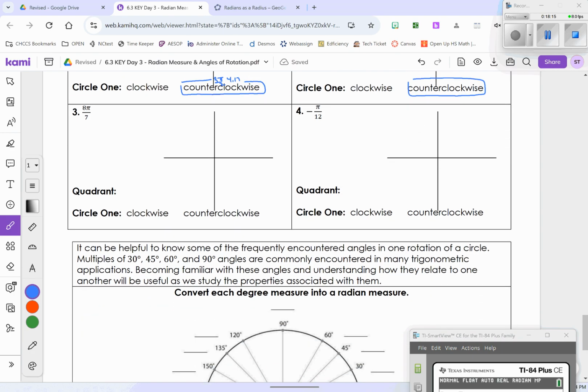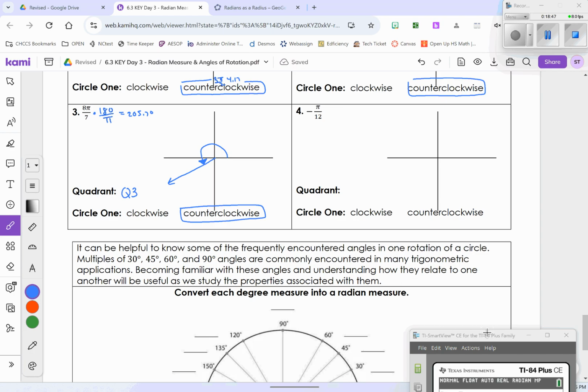So looking at question number 3, this one I know is in quadrant 3. And so if I multiply this by 180 over pi, the pi's are going to cancel out. And this would give us about 205.7 degrees. It's not quite the nicest number, but that tells me this is going to be in quadrant 3. So we would be somewhere in here. And that's my angle drawn in standard position. We went the counterclockwise direction, and this is in quadrant 3.